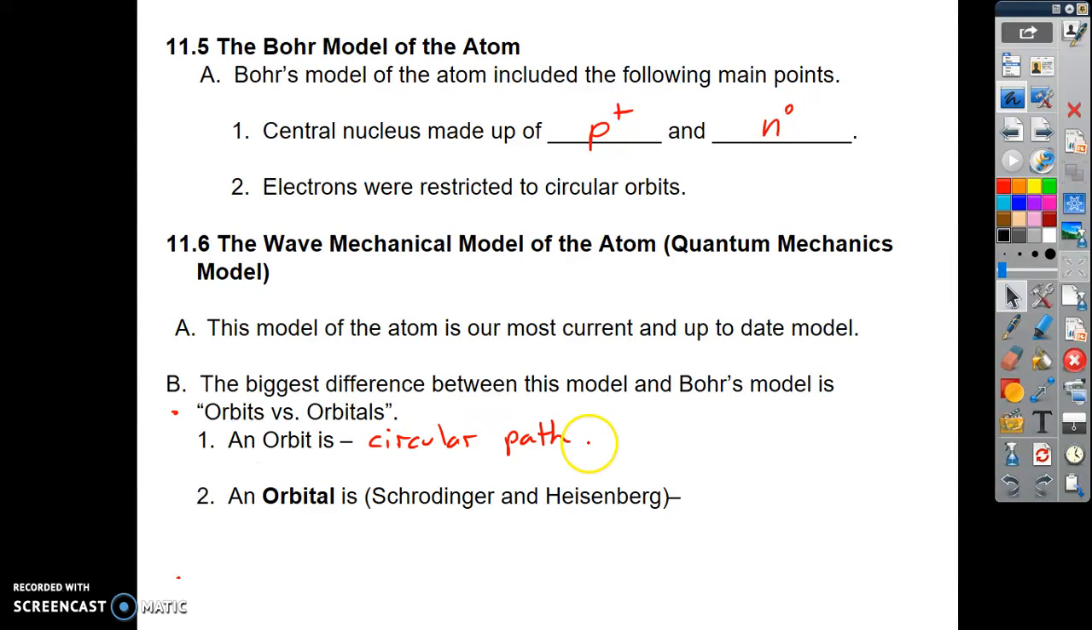And an orbital, on the other hand, is a 90% probability map. Okay, so it's a probability map. So basically, this guy named Schrodinger came up with the idea that electrons are not just restricted to classical physics, in terms of, hey, an object is going to move in a straight line, kind of physics.